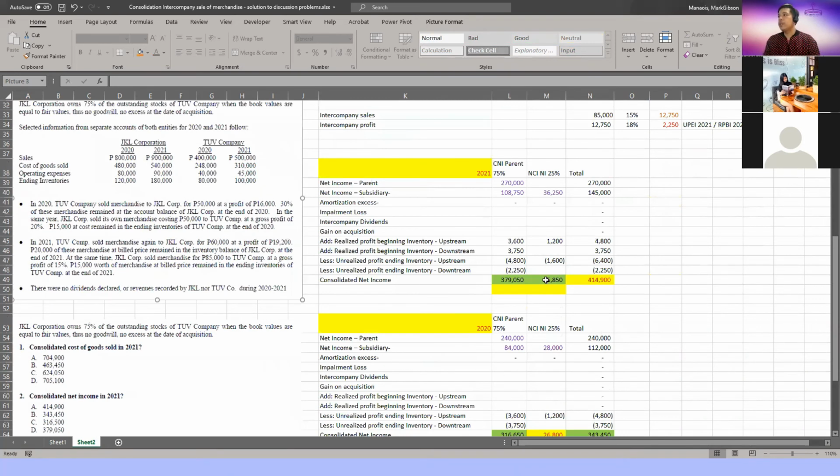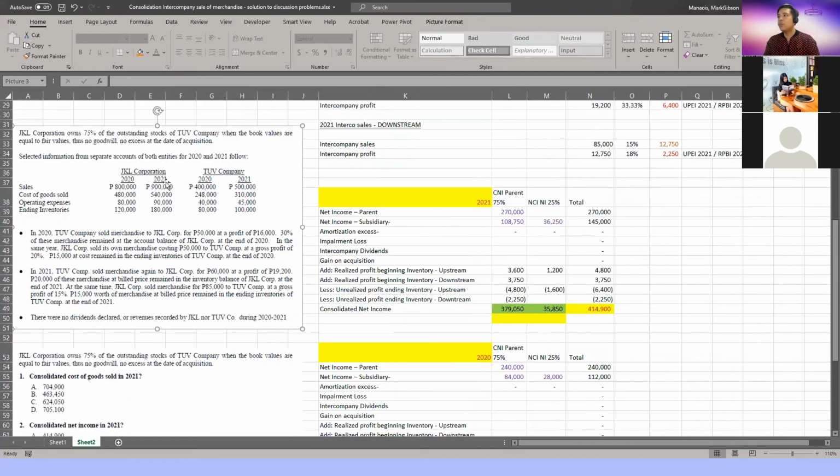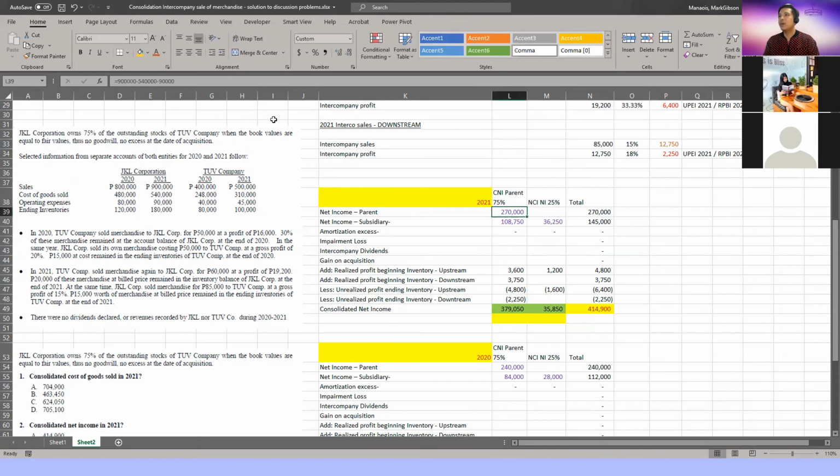So kung 2021 ito, focus natin ay yung mga data ng 2021. So that's paano na-compute yung net income ng parent. So si parent, 900,000 less 540 less 90. So that's 270,000. Ayun, parang sundan mo pa rin yung formula.